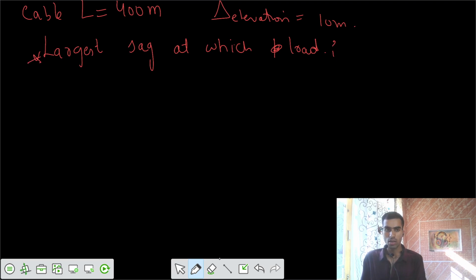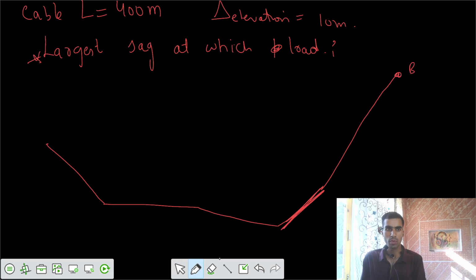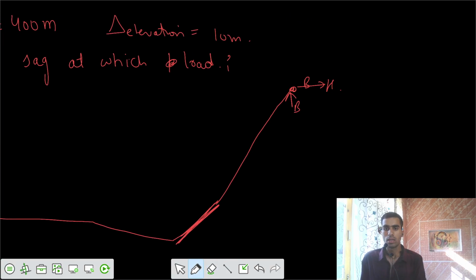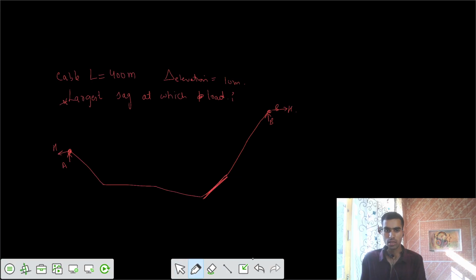Let's have that general profile. I would say this is the profile that has developed. So let's say this is your support B. By this dot we are showing that it's a hinged support, so it has some reactions, a vertical and a horizontal reaction at A, and similarly a B reaction and an H reaction. The elevation difference between the two is 10 meter. So there is a horizontal line from the support A, and the delta here equals 10 meter.